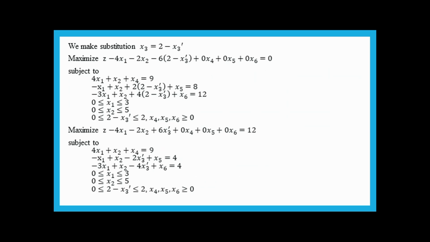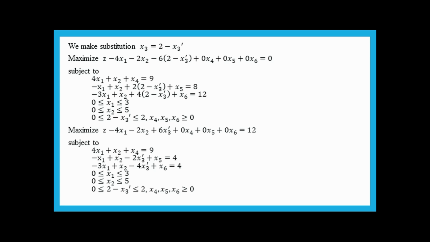Now we convert the maximization problem into maximize z minus 4x1 minus 2x2 minus 6 into x3. In the place of x3 we substitute 2 minus x3 dash, plus 0x4 plus 0x5 plus 0x6 equals 0.